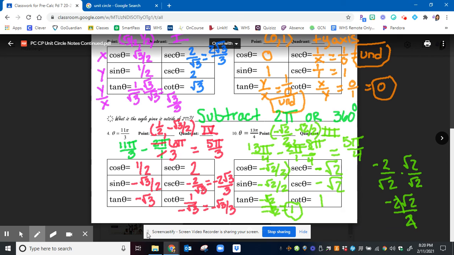So it's exactly the same thing that you were doing before. It's just you have to play with the angle first so that you can find it on the unit circle.